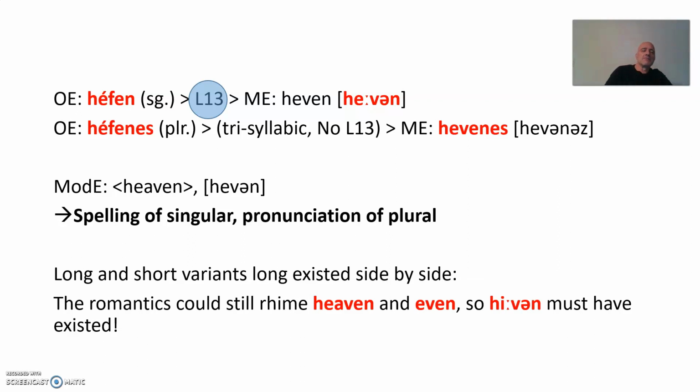And if you look at the modern thing, now this is what we have to grasp here. EA spelling, which means it should be long, it's not. However, the pronunciation is short. So what we really do have today is the spelling of the singular and the pronunciation of the plural. That's what happened. Okay? We pronounce the plural, heaven, which is no L13, but spell the singular, which went into the L13 as the singular form. Okay?